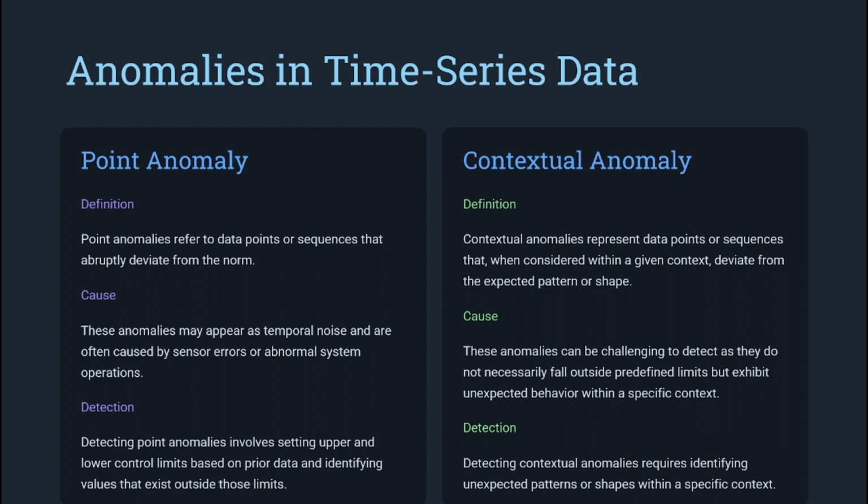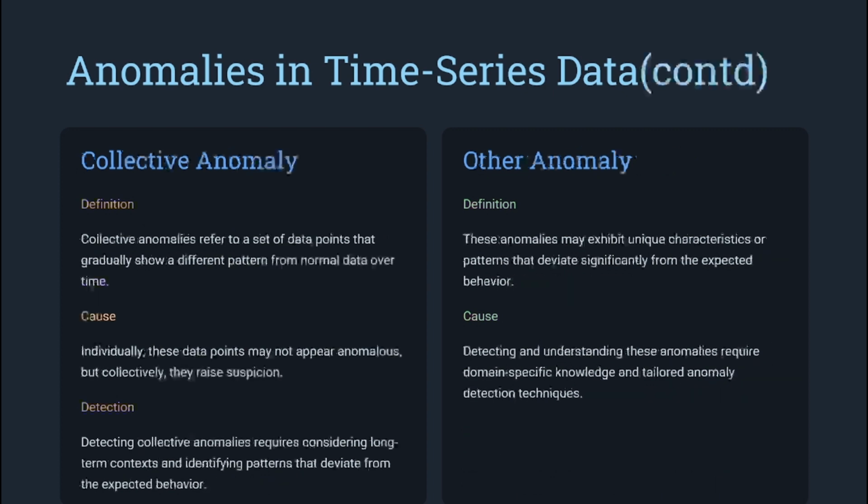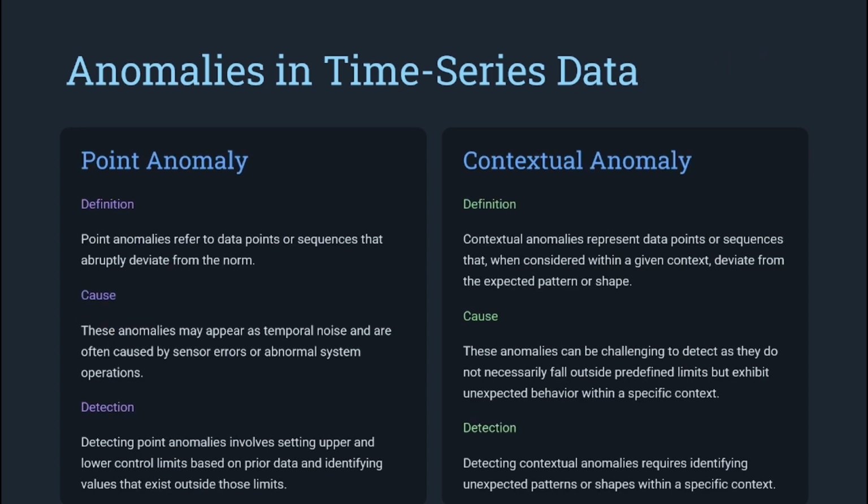So there are various types of anomalies that exist in time series data. Basically, we are going to discuss four types: point anomaly, contextual anomaly, collective anomaly, and other anomalies. So what is point anomaly? Point anomalies refer to data points or sequences that abruptly deviate from the norm. They may appear as temporal noise and are often caused by sensor errors or abnormal system operations. Detecting point anomalies involves setting upper and lower control limits based on prior data and identifying values that exist outside those limits.